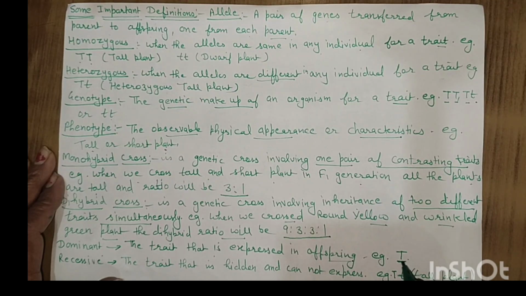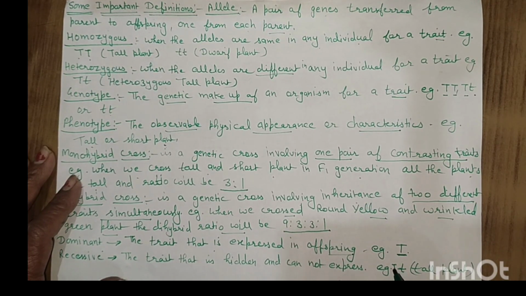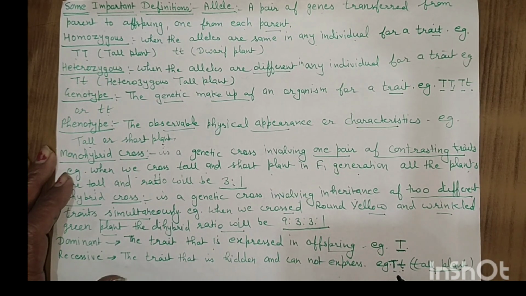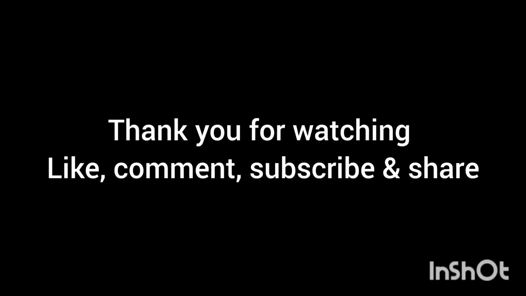Now dominant. The trait that is expressed in the offspring is called dominant. Capital T is dominant over small t. Recessive, the trait that is hidden and cannot express. Example, capital T and small t. In this, small t is hidden and cannot express itself, and the plant will be a tall plant, a heterozygous tall plant. Capital T is dominating here and it is dominant, and small t is recessive.